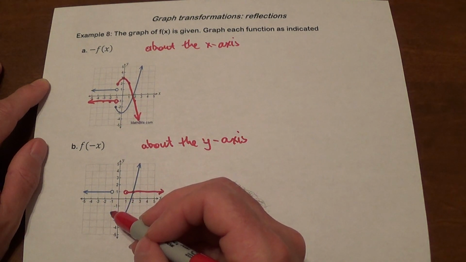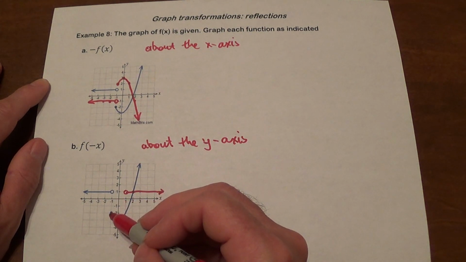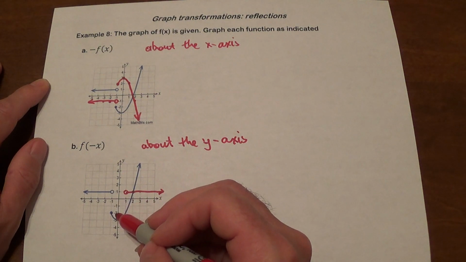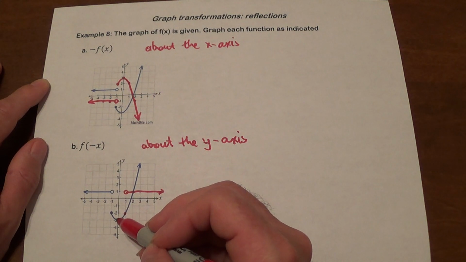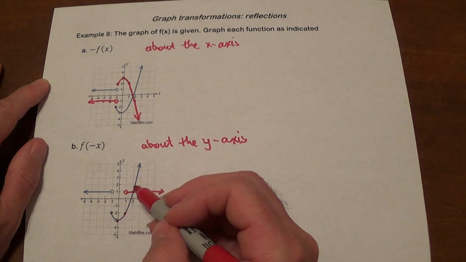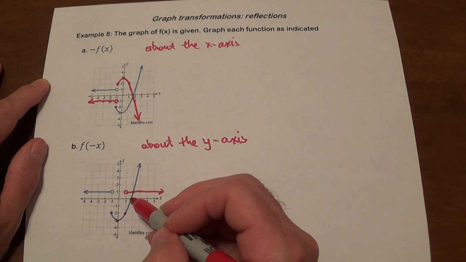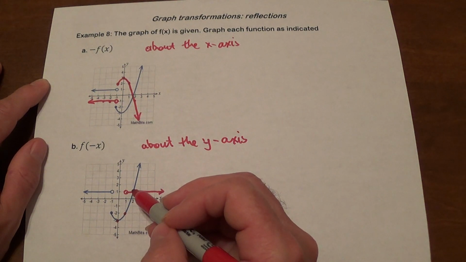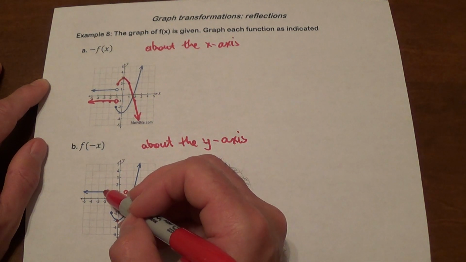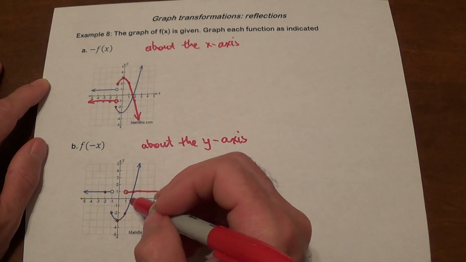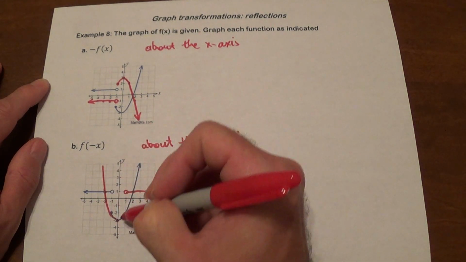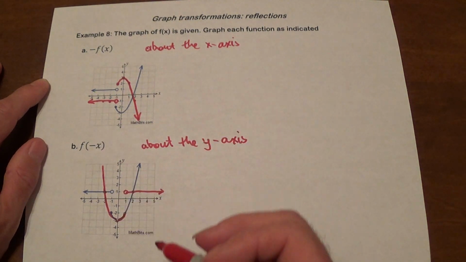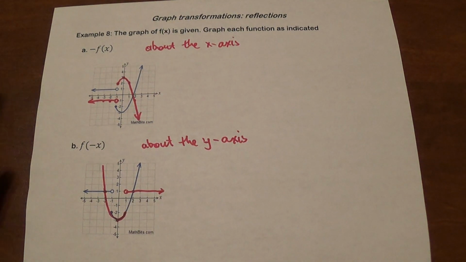With this one, this point here, 1, negative 2, is going to become negative 1, negative 2. This one's going to stay there. This point here, 2, 1, is going to become negative 2, 1. And I think you're beginning to see this is going to go like that now. And that's how it is done. And I hope this helps.